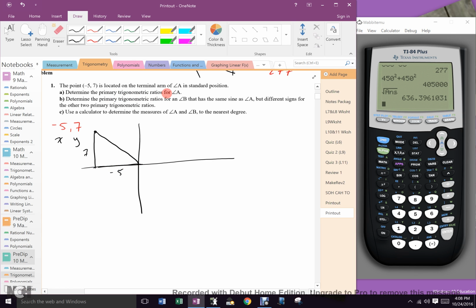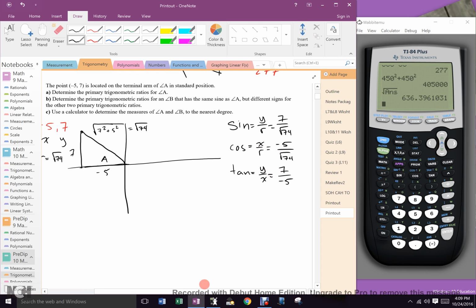Now, I want all three for angle A. Well, then I need this radius, which is the square root of 7 squared plus 5 squared, which is the square root of 74. So now I have x, y, and r equals root 74. Sine is y over r, so that's 7 over root 74. Cos is x over r, which is -5 over root 74. And tan is y over x, which is 7 over -5.